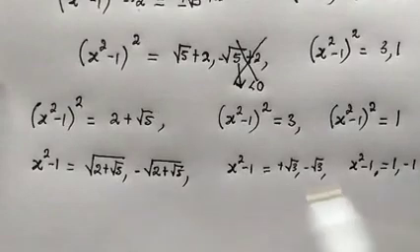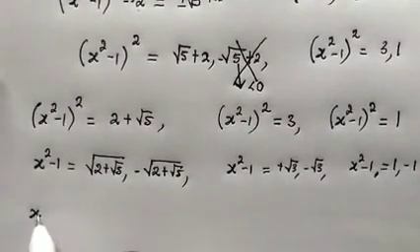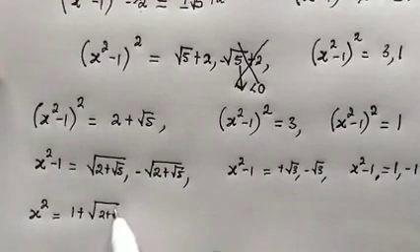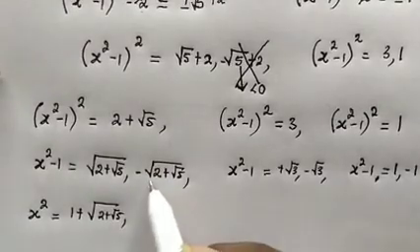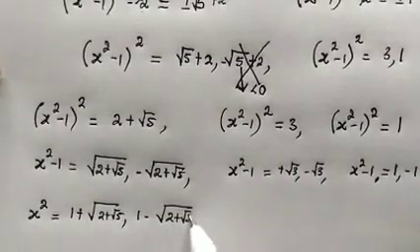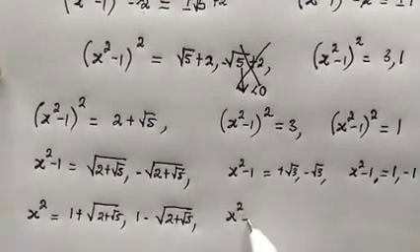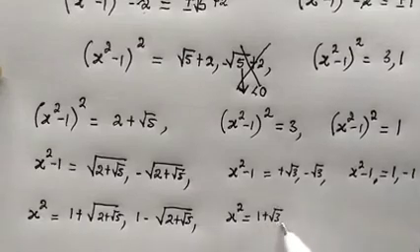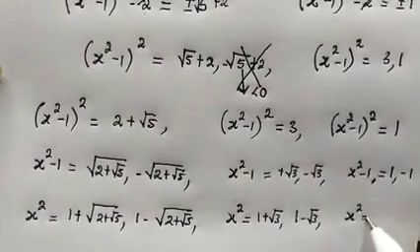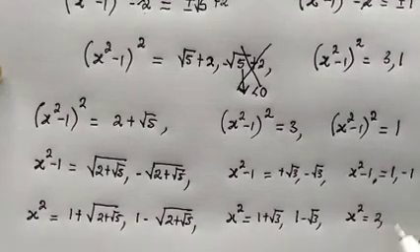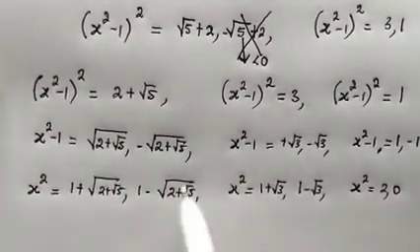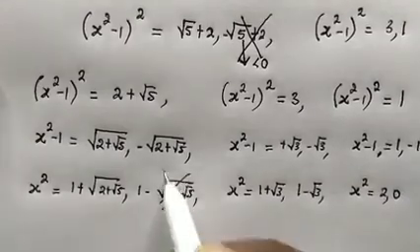Okay, now we need to add 1 to both sides. So here we get x squared is equal to 1 plus square root of 2 plus root of 5. We also have 1 minus square root of 2 plus root of 5. And this part here, we have x squared is equal to 1 plus root of 3, and again 1 minus root of 3, right? And here we have x squared is equal to 1 plus 1, which is 2. Negative 1 plus 1 is giving us 0. This one here is obviously less than 0, so we don't need this.